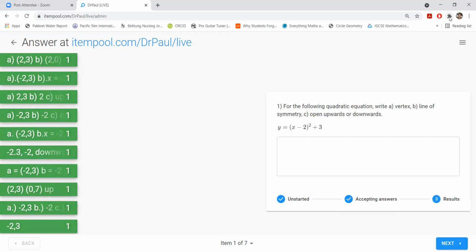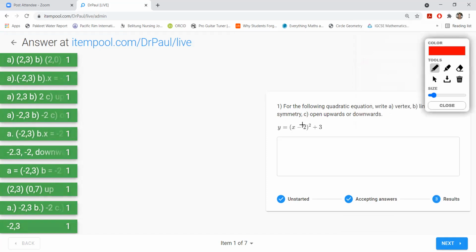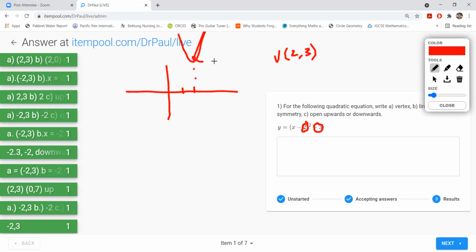Okay, so I'm going to write on the board here on the website. So your vertex here is going to be 2, 3. See that there? 2, 3. So the vertex will be 2, 3. Okay, so if I'm graphing it, I'm going to have 2, 1, 2, 3. And A is positive, open up. So it's 2 and 3. Your line of symmetry is x equals 2.